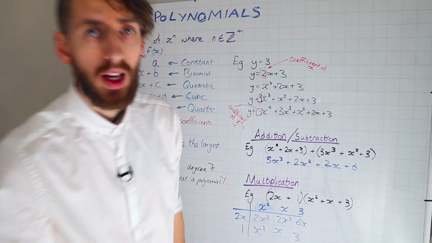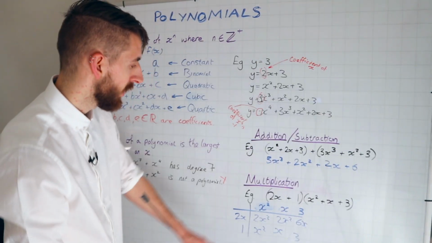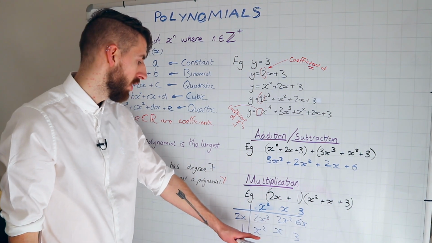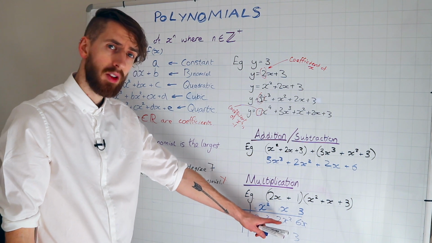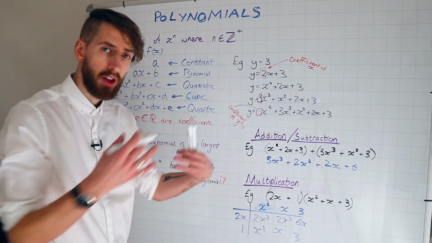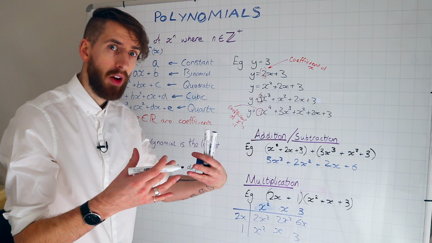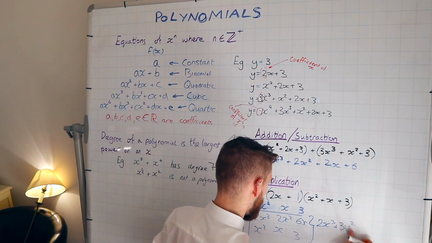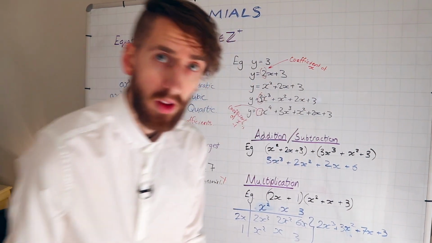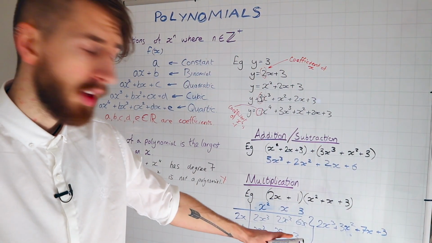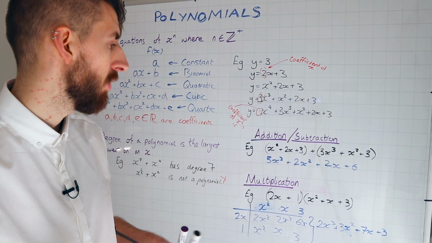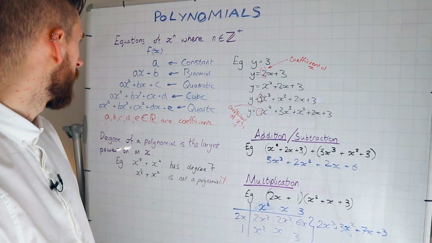Now all you need to do here, there's space on the board, is to go through and add them all up. So 2x cubed, add that. We've got 2x squared there and an x squared there, so they're going to join together and make 3 lots of x squared. So all that we get here, and there you have it. 2x cubed plus 3x squared plus 7x plus 3. And that's the answer.